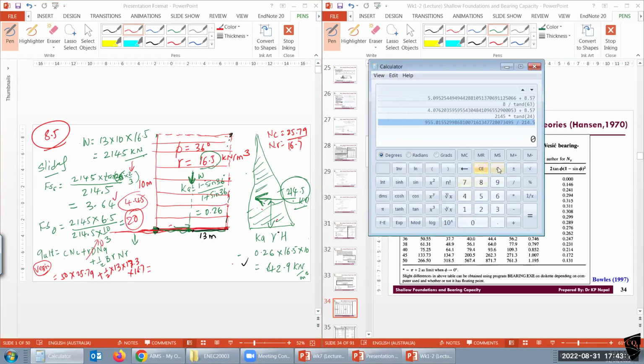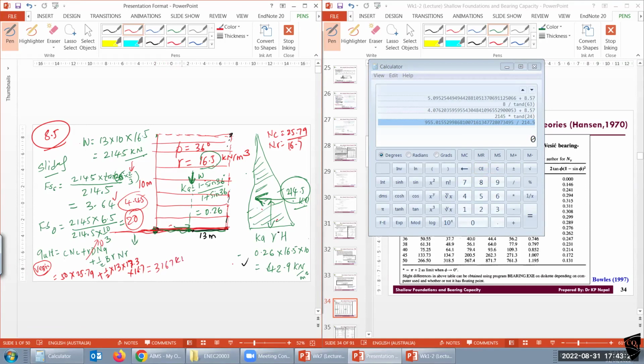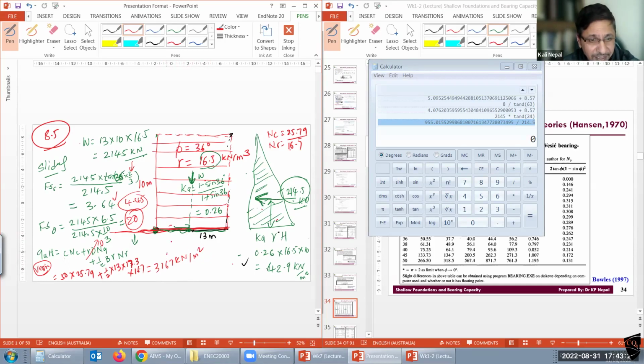3167.41 kilonewton per meter. I'm not doing the decimal points here. That's it. We got the pressure. What will be the given pressure here? This is the vertical pressure at this point, right?